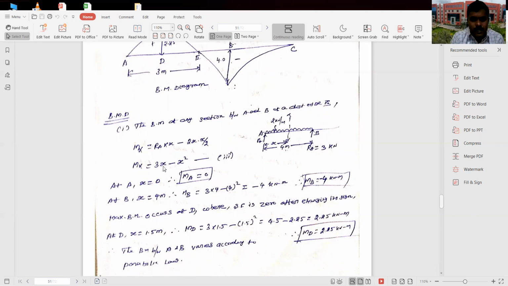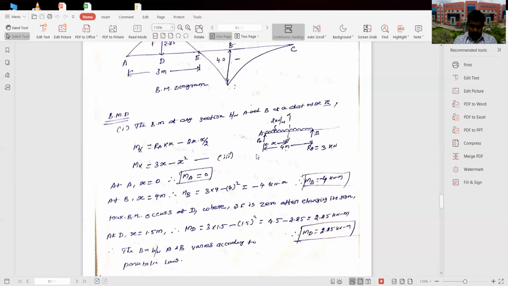Ra value is 3 kilonewton, you know. Therefore, moment at x equal to Ra 3 into x minus 2 gets cancelled, x square. So this is the bending moment equation between A and B. If you substitute x equal to 0 at A, you will get the bending moment at A. If you substitute x equal to 4 meter at B, you will get the bending moment at B. At A, x equal to 0, the moment at A equal to 3 into 0 minus 0 square, so the moment at A equal to 0. At B, x equal to 4 meter, the moment at B equal to 3 into 4 minus 4 square. So 12 minus 16, so minus 4 kilonewton meter.